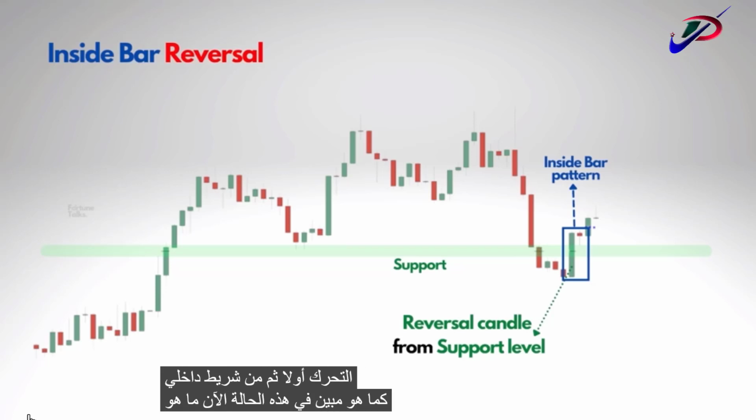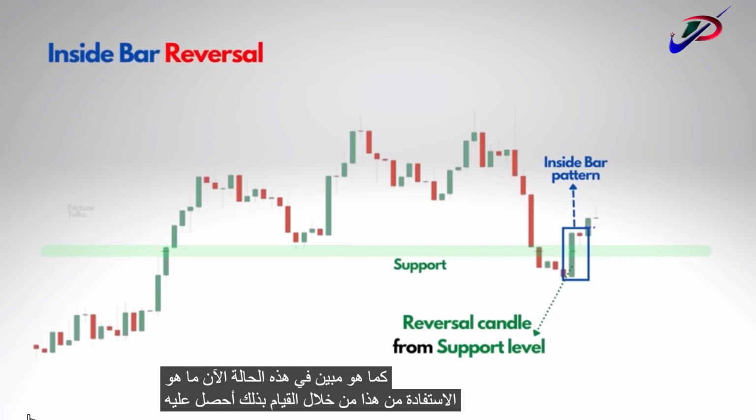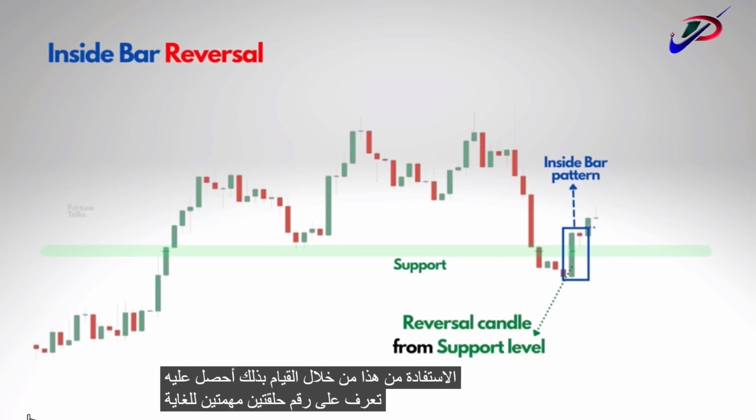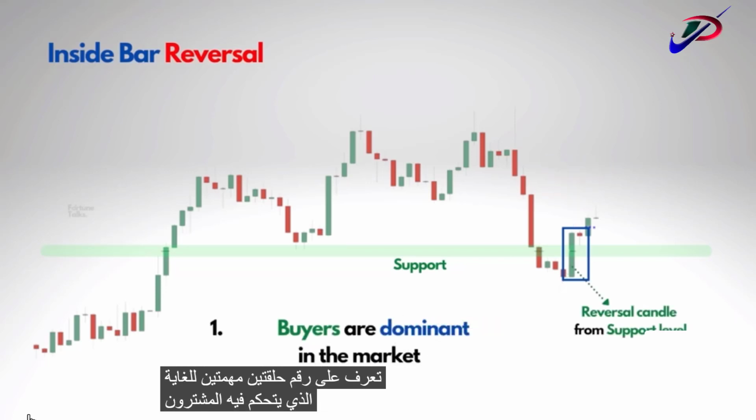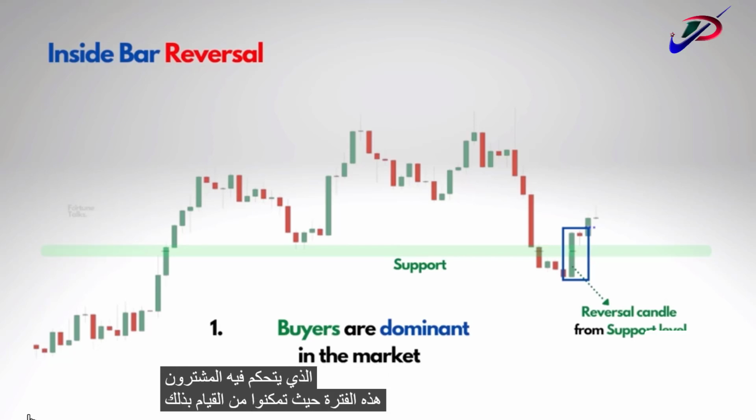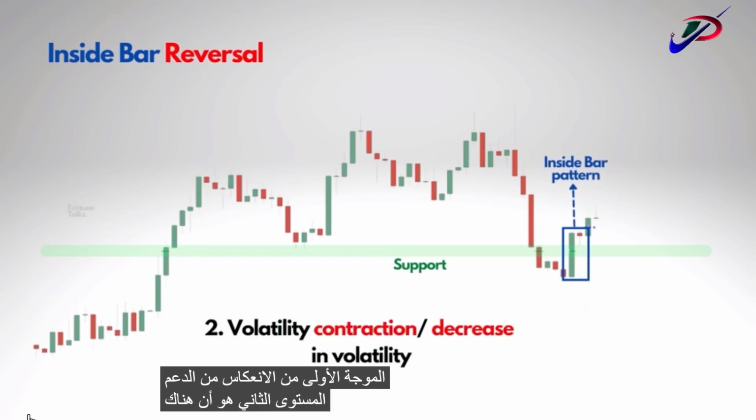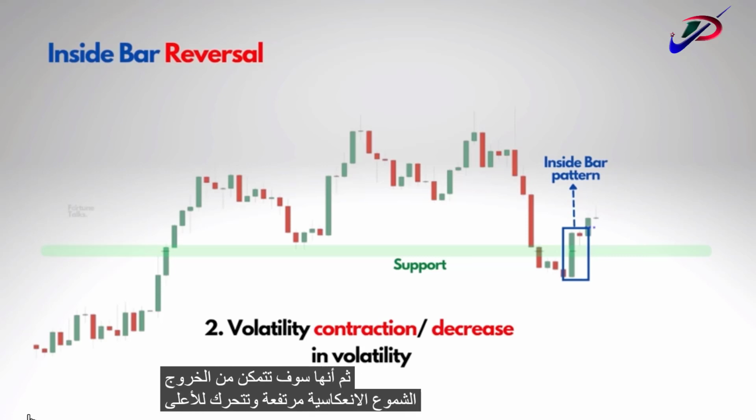Now what is the benefit of this? By doing this, I get to know two very significant things. Number one, that the buyers are in control at this period as they managed to make the first wave of reversal from the support level. Number two is that there is a volatility contraction due to the formation of an inside bar, and if the buying pressure could continue further, then it will manage to break out of the reversal candle's high and move higher.